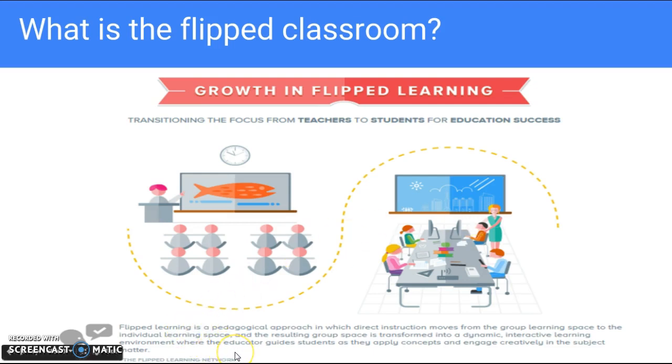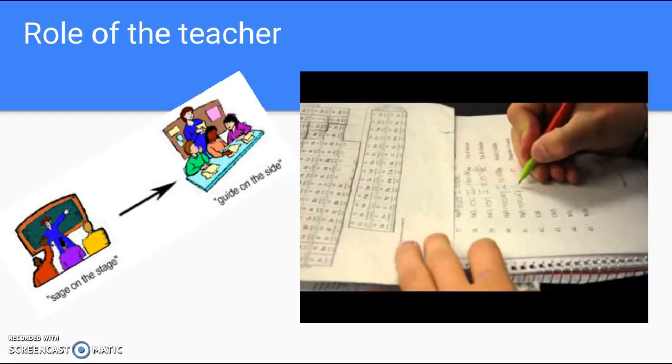And we have a little definition here of it being a pedagogical approach in which direct instruction moves from the group learning space to the individual learning space. And the resulting group space is transformed into a dynamic, interactive learning environment where the educator guides students as they apply concepts and engage creatively in subject matter. So we can just see that the actual class time is being used in a very different way because of the flipped classroom model, freeing up space in the classroom for that teacher-facing time to be used in a different way other than just transferring information.